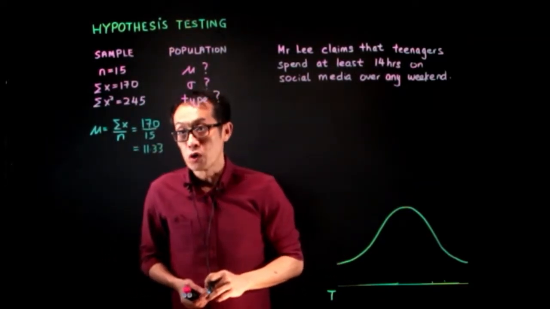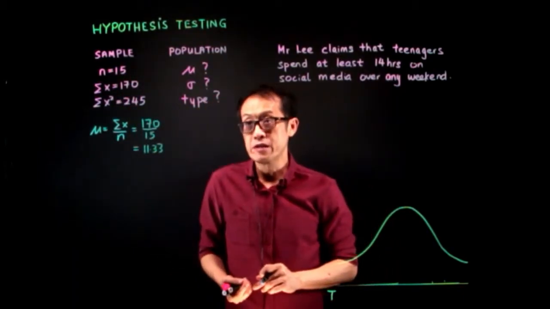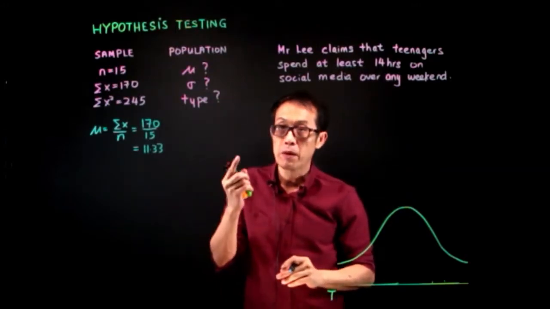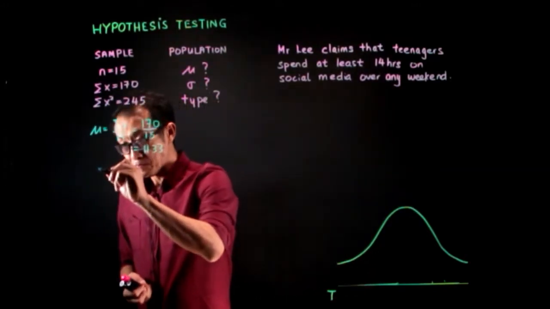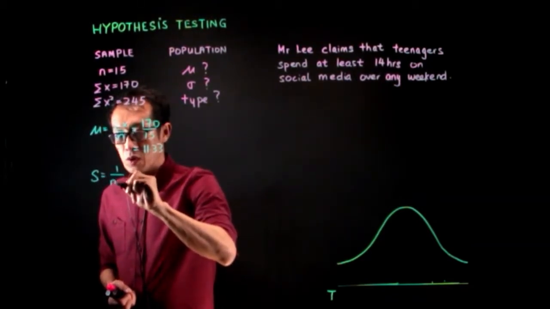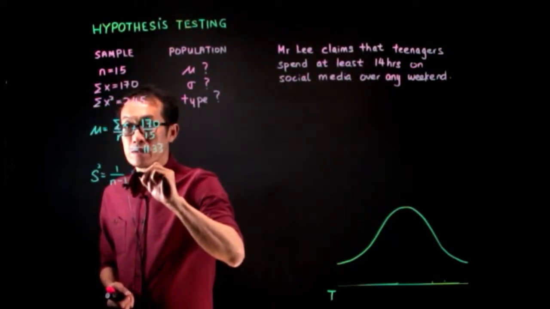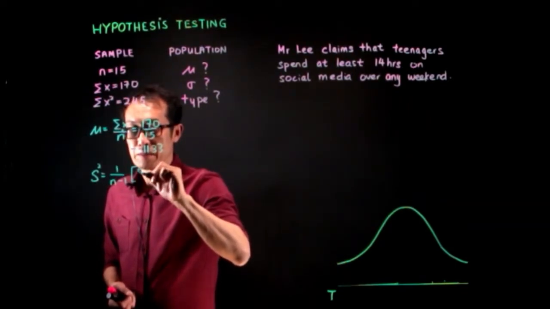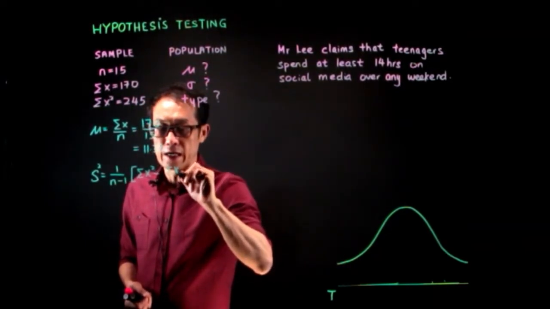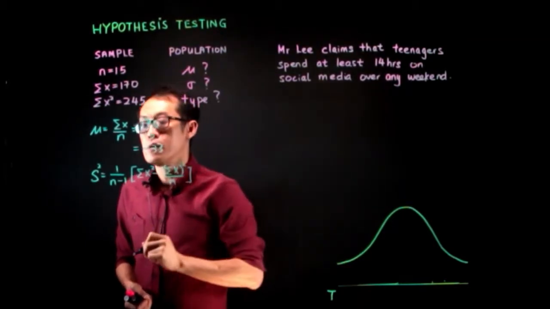Now, sigma is also not known, so we need to use the sample variance to estimate it. The sample variance is the unbiased estimator of the population variance, and it is given by this formula. S squared, the variance, is equal to 1 over n minus 1, then summation x squared minus summation x whole thing squared divided by n.